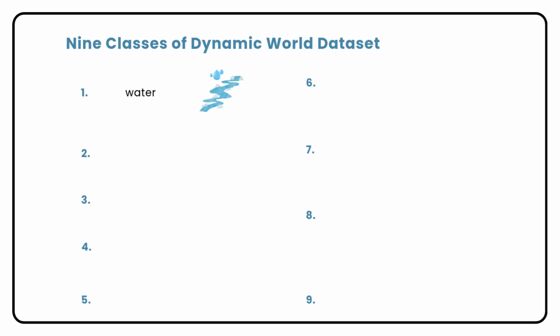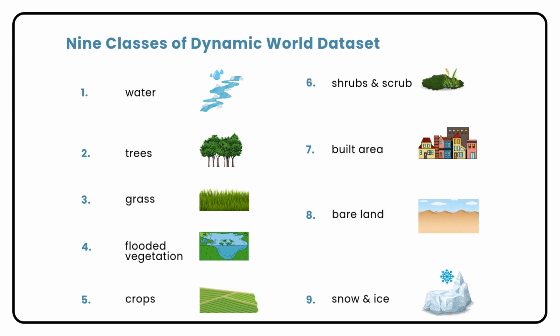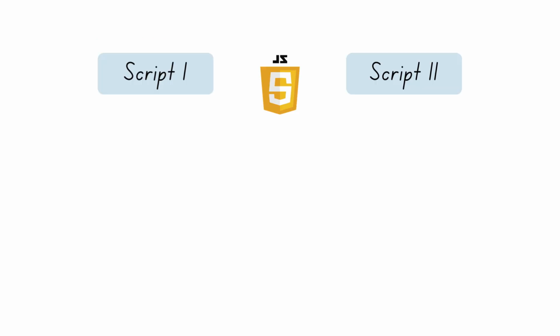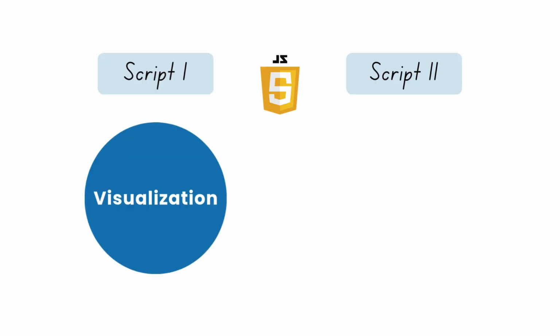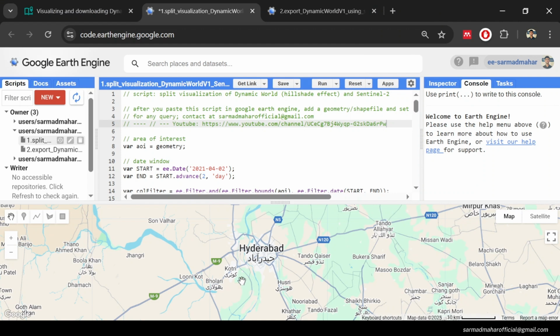The first one is water, then trees, grass, flooded vegetation, crops, shrub and scrub, built-up area, barren land, and snow and ice. So I have developed two scripts for this purpose. The first script visualizes the data against Sentinel-2 imagery of the corresponding date. And the second script is used to export data into your Google Drive, which you can later download and use for further analysis. So let me tell you about the first script.